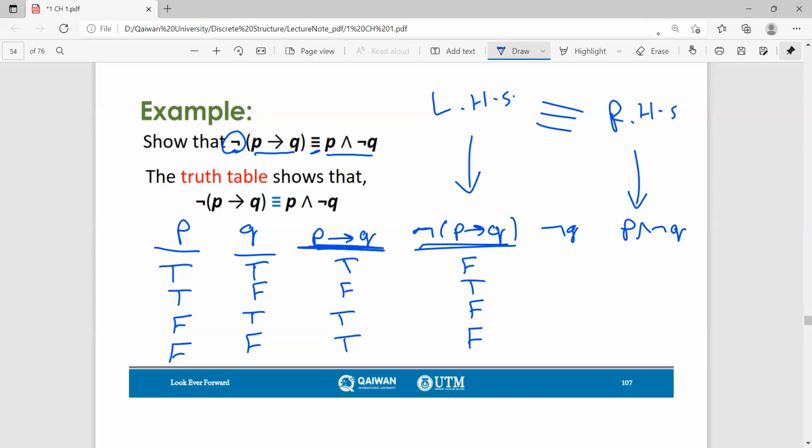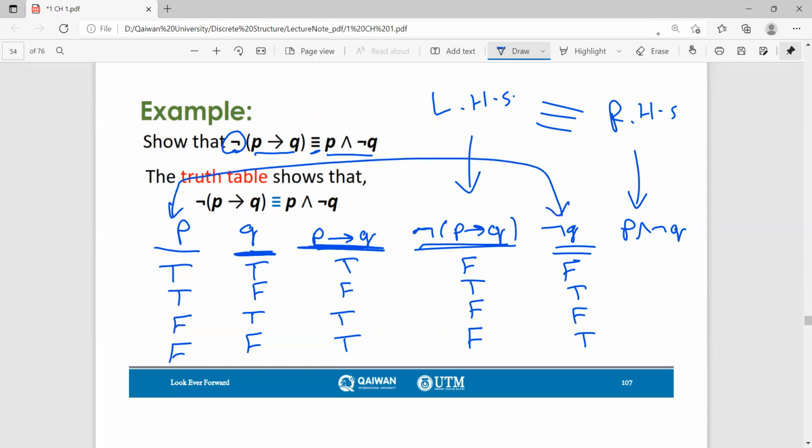And for the right hand side, we must get the same result. Here we have negation Q. What's Q? Q is here. True, false, true, false. We are going to take the negation of this. True, false becomes false, true, false, true. And then we are going to combine this with this.